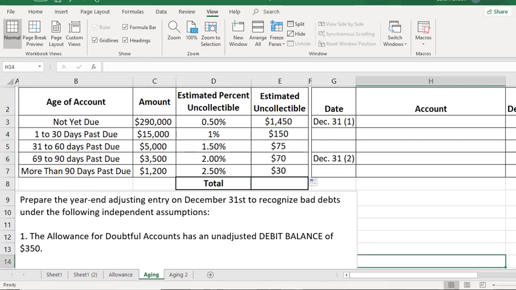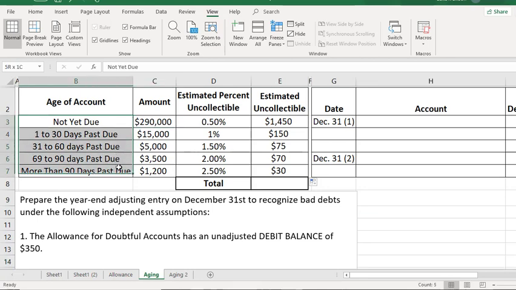So hopefully you can see how this is similar to the percentage of accounts receivable method. We still are taking a percentage of accounts receivable, but we're just being a little bit more specific with it. So we're splitting our accounts receivable into all of these categories and then taking a percentage for each category. So in theory, this should be more accurate than just using the total amount because we've taken in more information here.